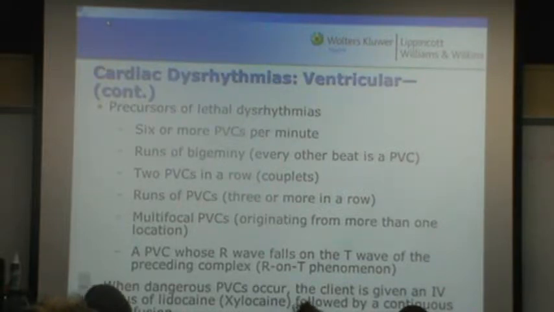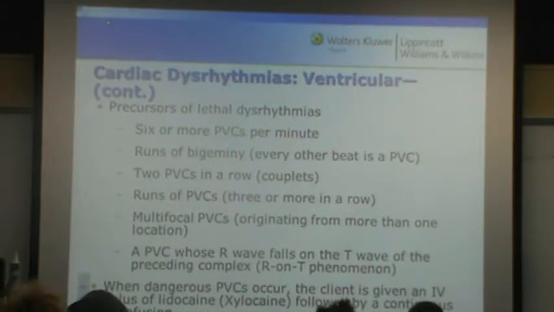Multifocal PVCs are always considered to be more dangerous than unifocal PVCs, just because you have more than one spot within the ventricle that is creating that ectopic beat.